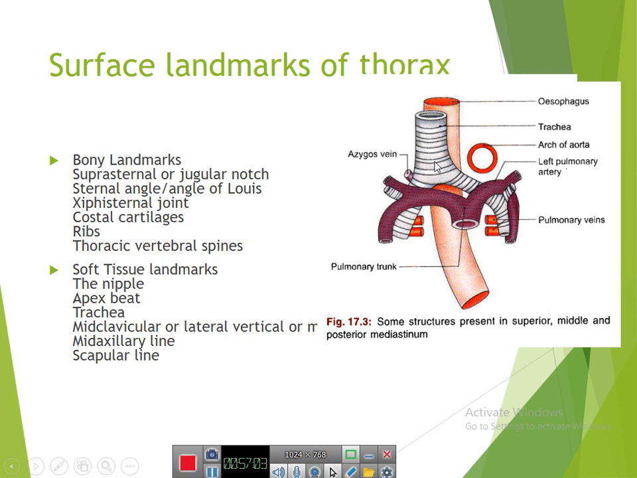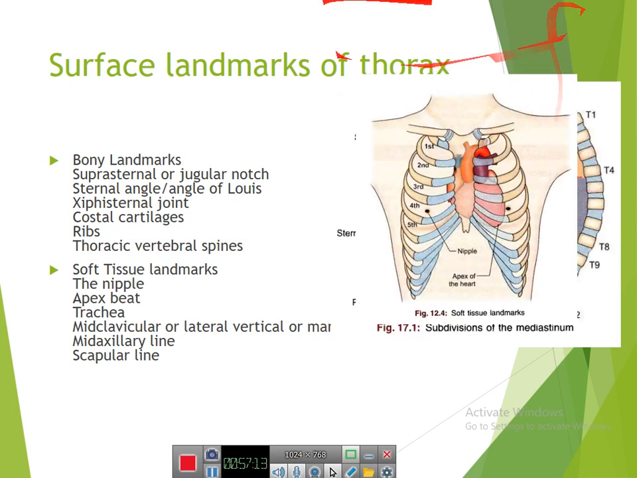The trachea is palpable in the suprasternal notch, as I said before, midway between the two clavicles. So we have the two clavicles here. Here is the suprasternal or jugular notch, and we can palpate the trachea at the back of this notch.